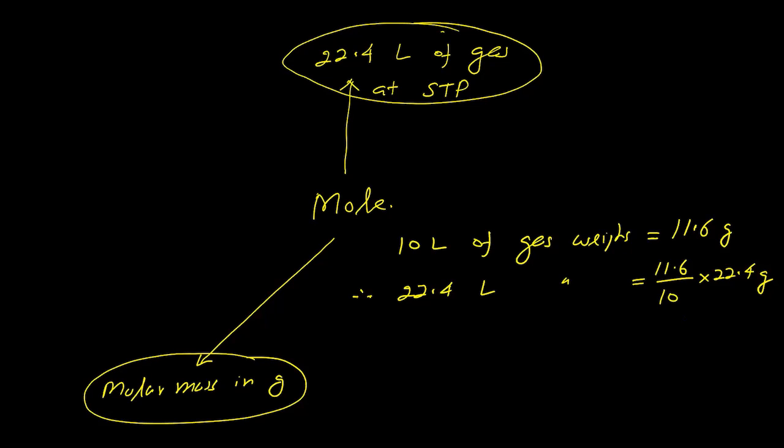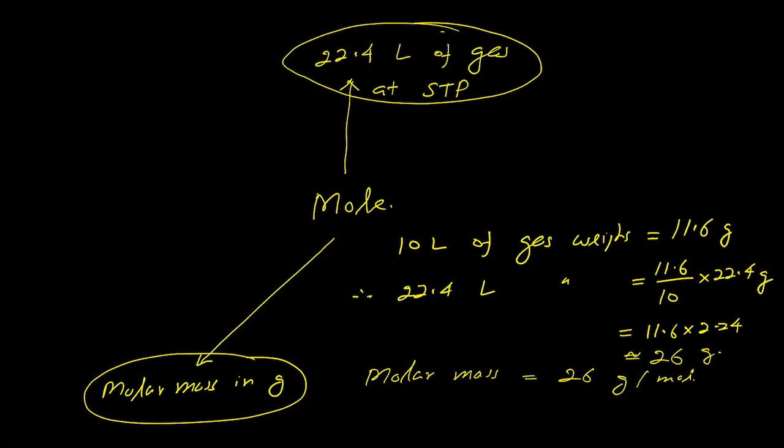The moment you have molar mass, when you calculate, this will be 11.6 into 2.24, and it will be approximately 26 grams. It means the molar mass of the gas is 26 grams per mole. That is the definition: whatever grams are there in 1 mole, that is the molar mass. So you got molar mass 26.